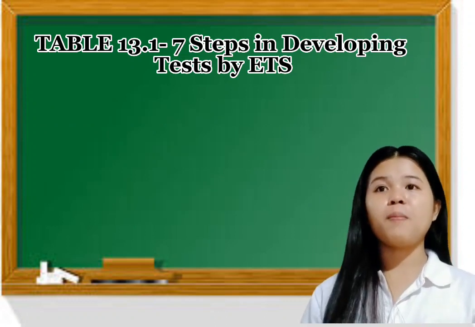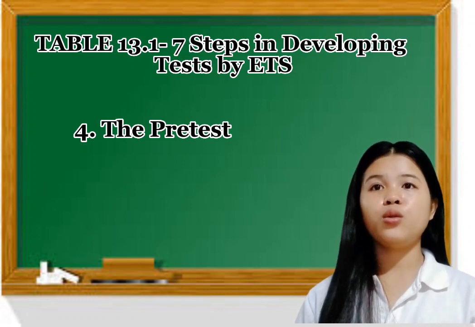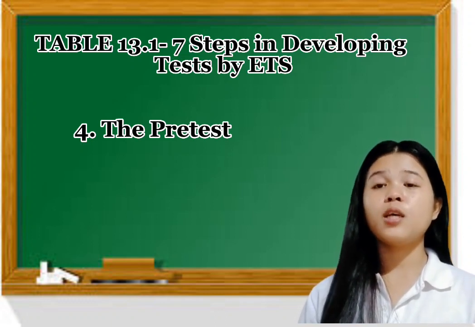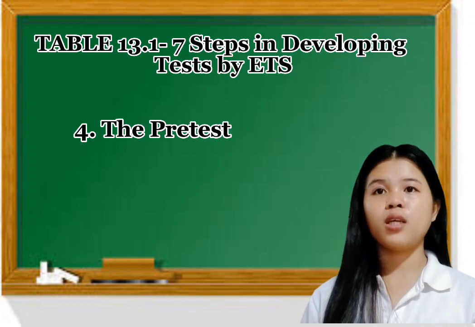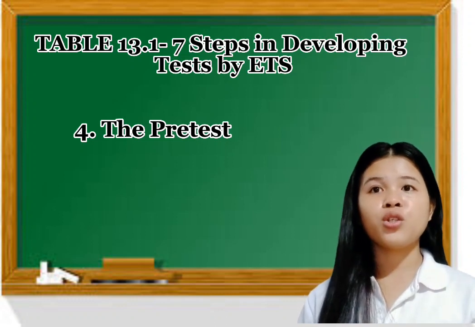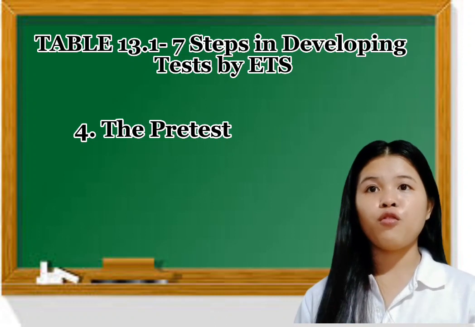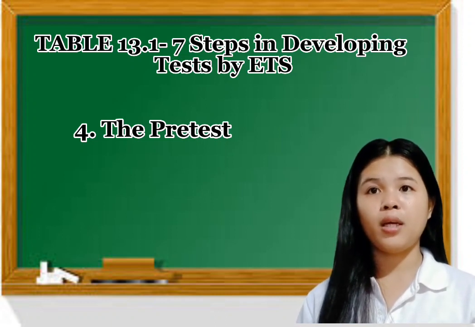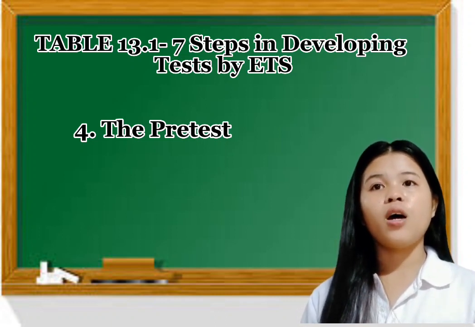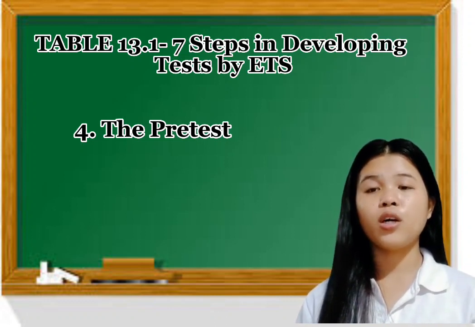So the fourth step is the pre-test. Items are pre-tested on a sample group similar to the population to be tested. Results should determine the difficulty of each question. If questions are ambiguous or misleading, they should be reviewed or eliminated. If incorrect alternative answers are weak, they should be revised or replaced.